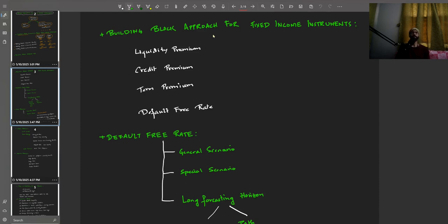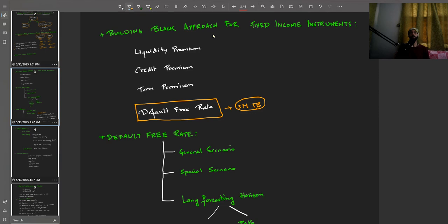The first level is the default free rate. Now, this is usually a government bond with a certain level of maturity. More generally, it's a 3-month treasury bill, right? This can be a reference for the default free rate. And this is very much under the control of the central banks. So, this is generally used as a default free rate, specifically for fixed income instruments.